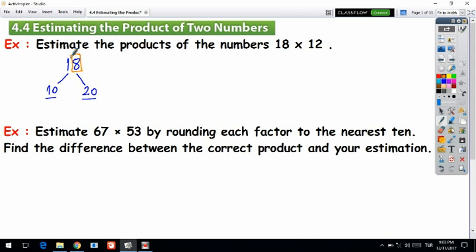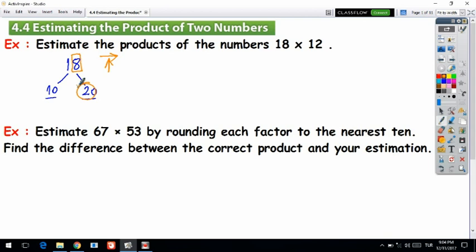So we have a rule. If your ones digit is 5 or more, you round up. And if your ones digit is 4 or less, you round down. Is 8 5 or bigger than 5? Yes. If you say yes, you round up. When you round up, you move right, so your answer is 20.